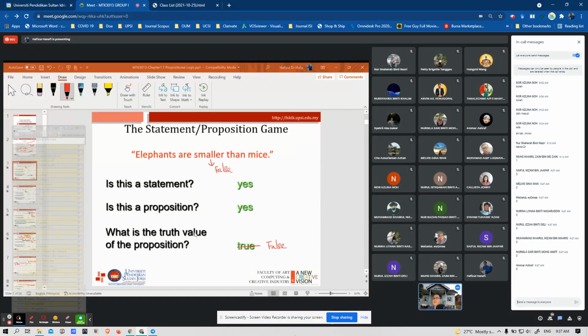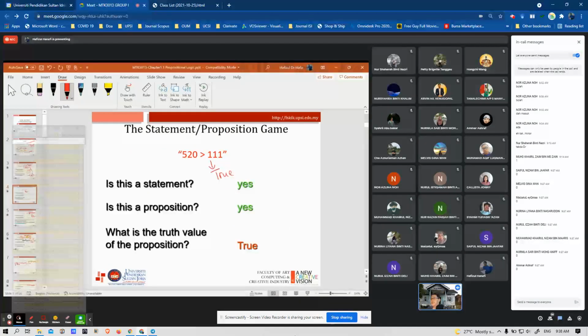Very simple, this one. This is a statement: elephants are smaller than mice. Is this a statement? Yes, because it is declarative. You must declare something. Is this a proposition? Of course, yes. What is the truth value of the proposition? It is false. Why is it false? Because elephants are bigger.